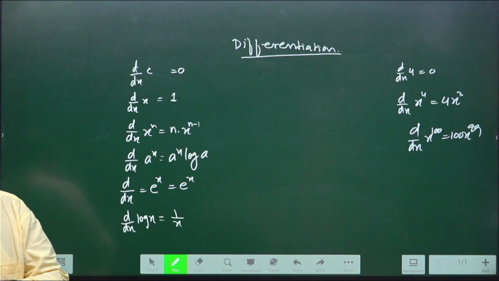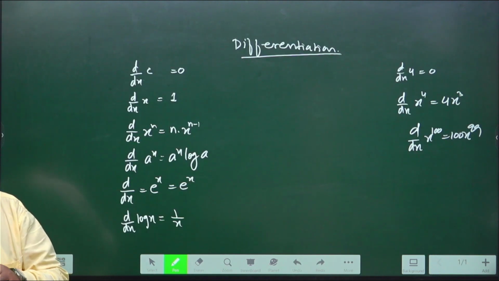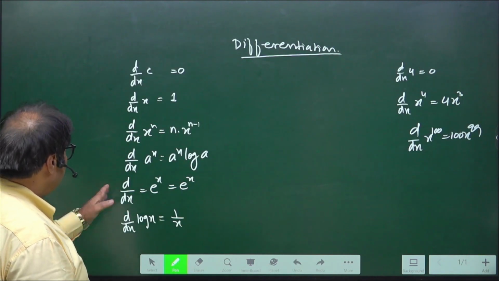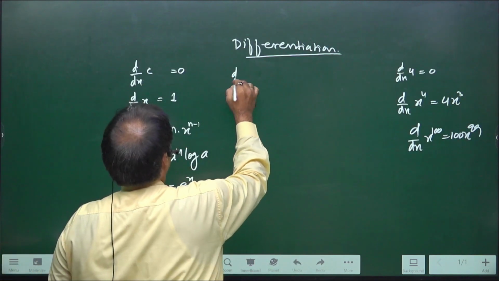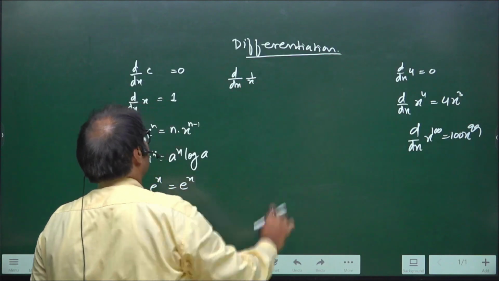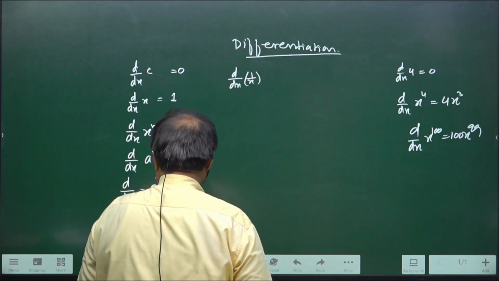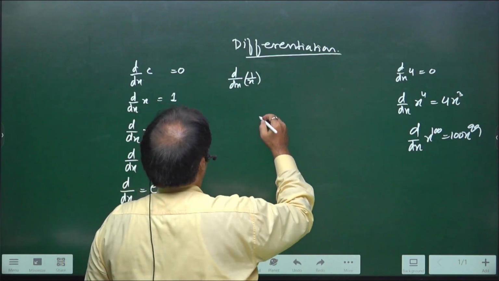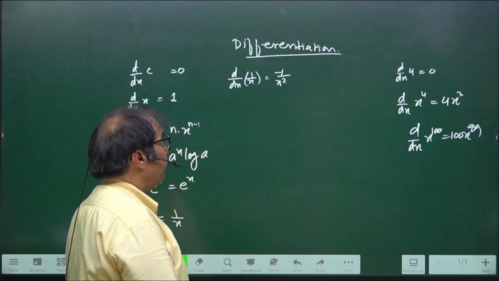And after that, the next formula. On the basis of this, suppose the question is d by dx of 1 by x. This can be written as minus 1 upon x square, right?